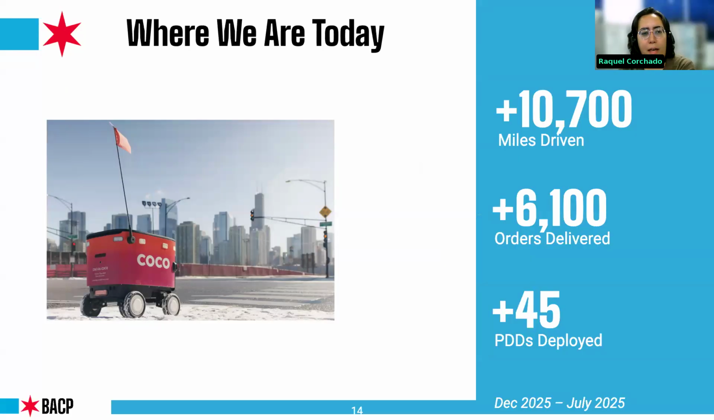And then kind of where we are today. We've had over 10,700 miles driven for order deliveries. This is since December, from December to July. There's been over 6,000 orders delivered, and there's been 45 different bots that you can find within the city. So that's kind of where we are today. I know Coco's on the call, so I appreciate them joining as well. It's been since December, and today's September, so 9-10 months into the pilot, with a little bit more to go. But that's where we are today in terms of the highlights of our first operator that's come into the city.